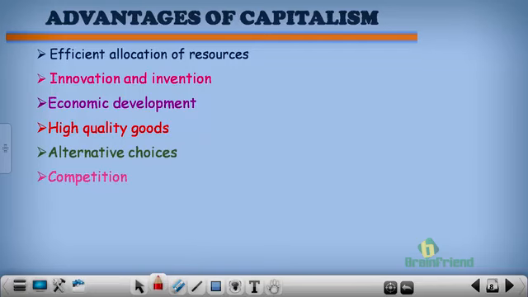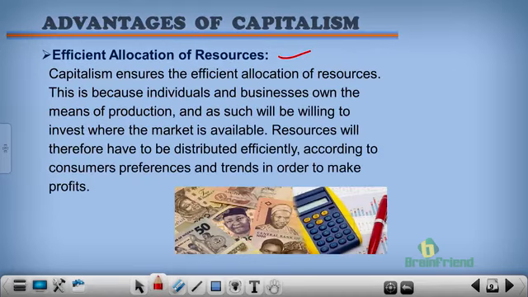Having looked at all of this, I want us to look at the advantages of capitalism. Some of the advantages of capitalism are efficient allocation of resources, innovation and invention, economic development, high-quality goods, alternative choices, and competition. We're going to be treating them one after the other. First, efficient allocation of resources.